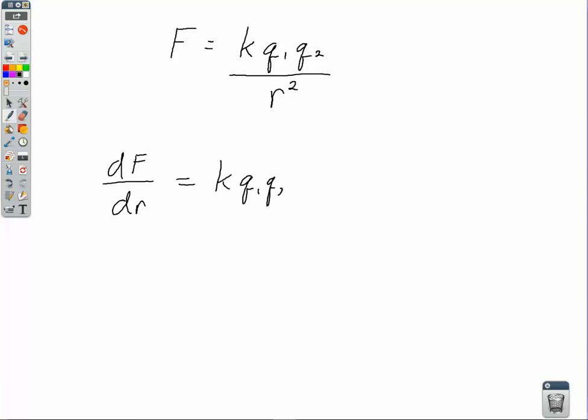K, q1, q2, r to the negative 2. Sorry, we're not actually, that is not the derivative. We just reorganized it so we could take the derivative. So let's actually take the derivative now.